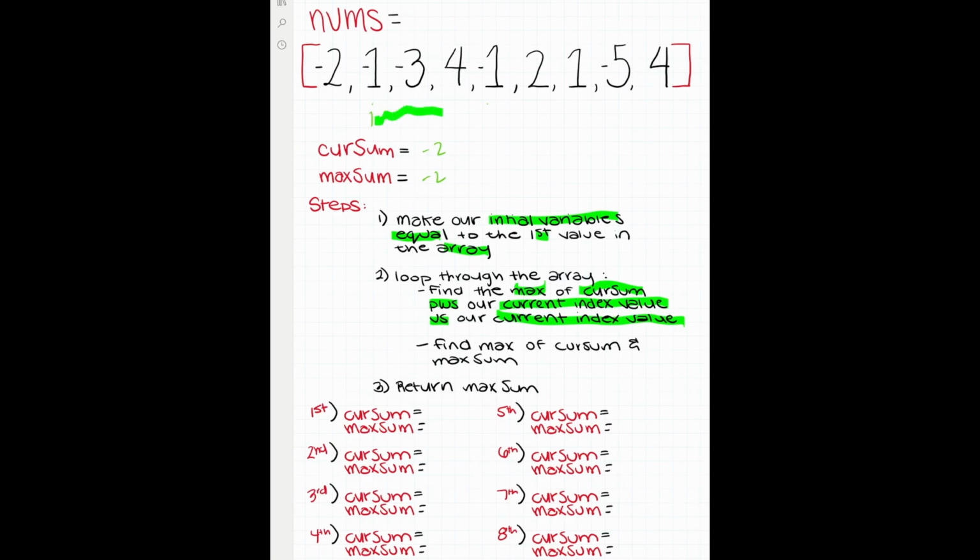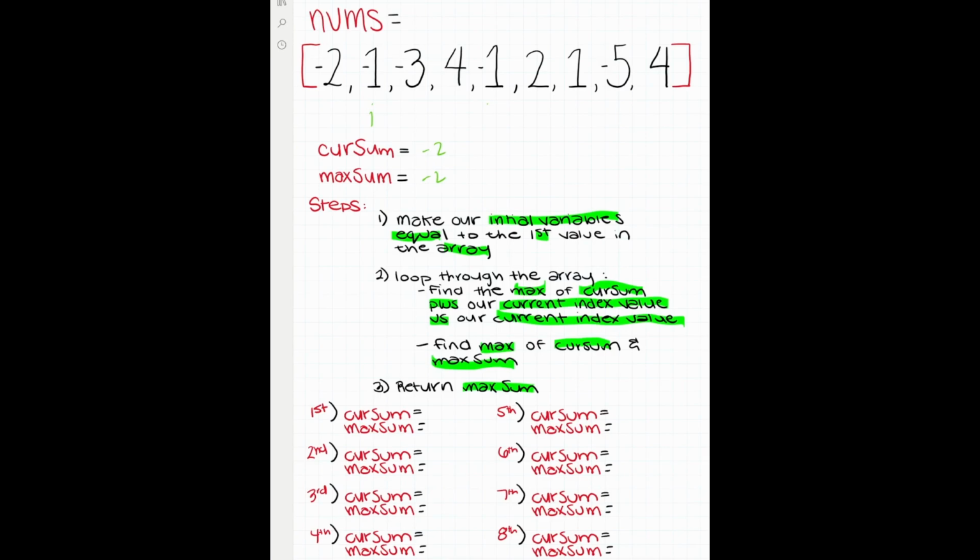As we move along in our array and look through the values, we're going to be using this current sum right here, this I value, and we're going to be comparing it versus that plus what our current sum value is. After that, we're going to be finding the max of cursum and maxsum. So we're just going to compare those two. And then of course at the end, we're just going to return the maxsum.